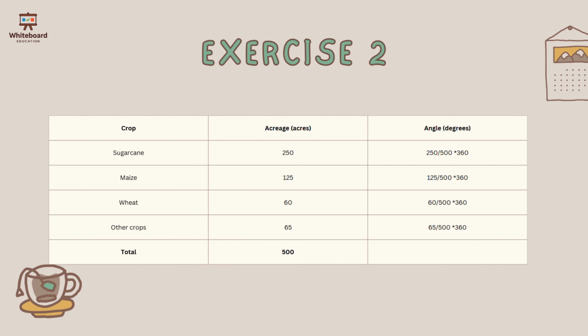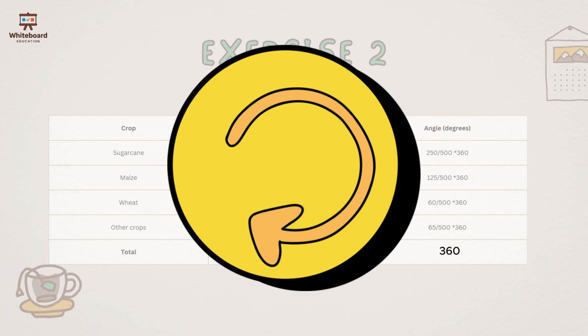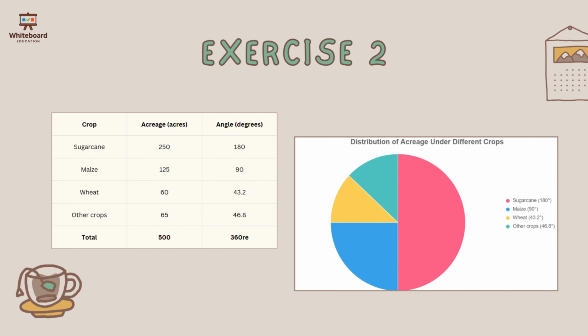Here is a table to find out the angles of each sector of the circle. We just need to divide the acreage of each crop by the total 500 and multiply by 360. Why by 360, you ask? As the whole circle is of 360 degrees. Multiplying by 360 helps us check that the angles of each sector total to a 360 degree circle. Here is the complete table and its pie chart.